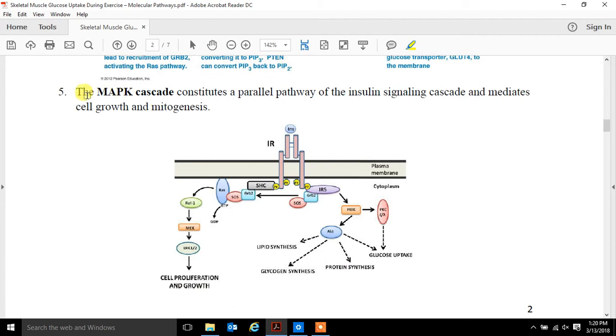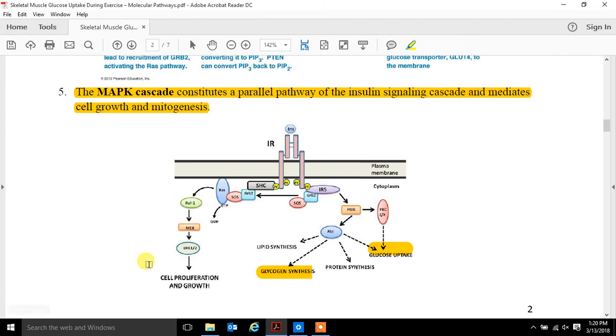We also know there's a MAP kinase pathway. It runs in parallel to the insulin signaling cascade, and it mediates things like cell growth and cell proliferation. So here's our insulin receptor, our alpha and beta subunits. Here's our insulin molecule. We get autophosphorylation. Here's our IRS docking protein. Through this pathway, here's our PI3K, here's our AKT. We talk about changes in glycogen synthesis and glucose uptake coming through this pathway that we just learned.